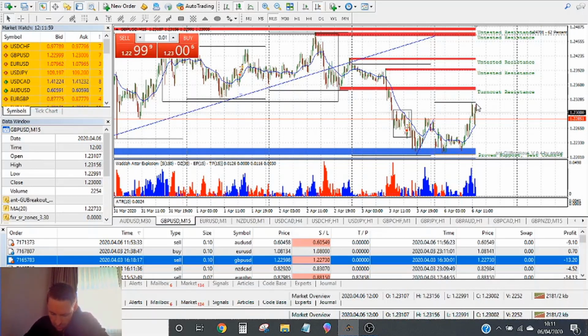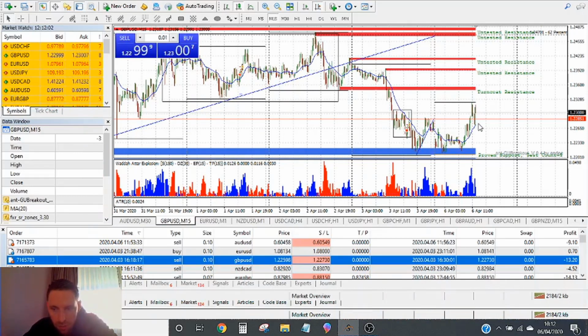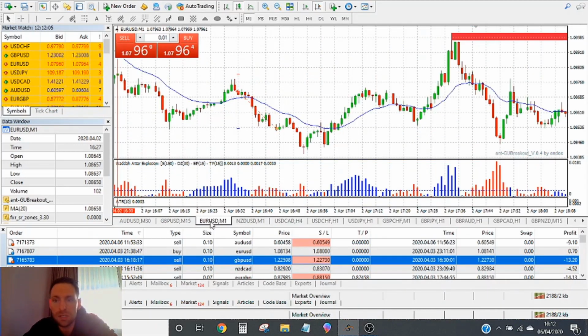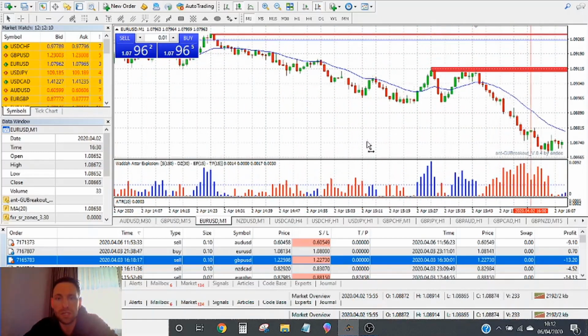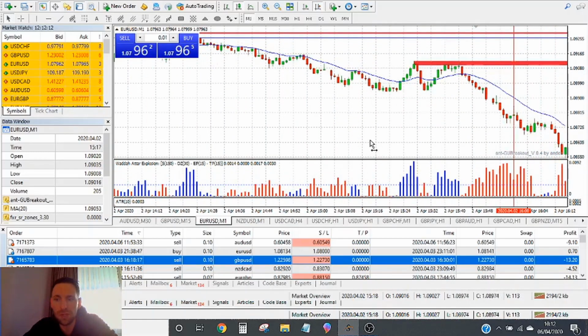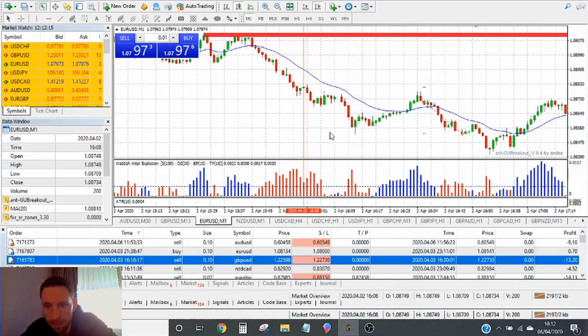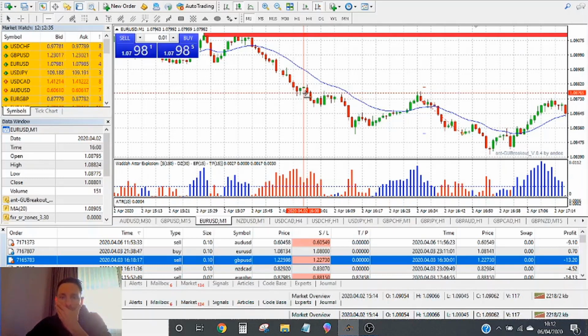Two of my winners. The first one that I'll show you was the Euro USD. This was on the minute charts. We were in a downtrend at the time, and this was one of my better timed trades. I waited for a pullback, and I got in just at the right time here with the stop just above this peak.